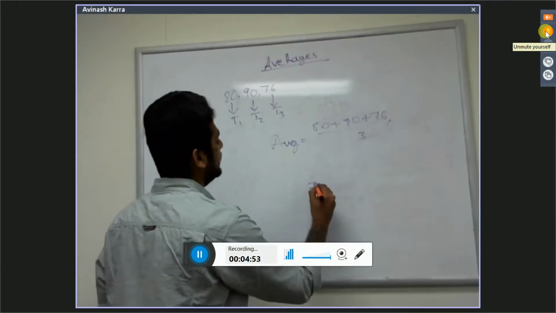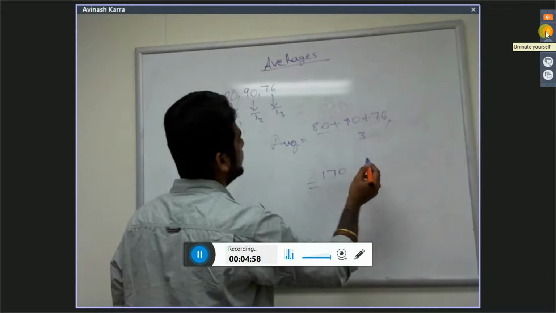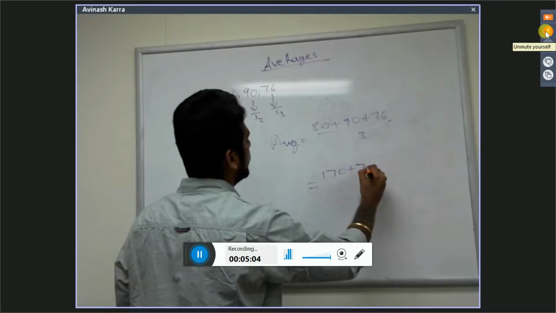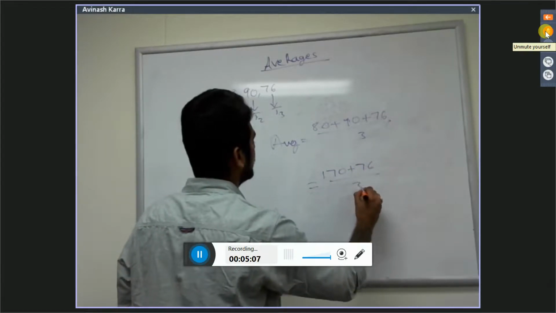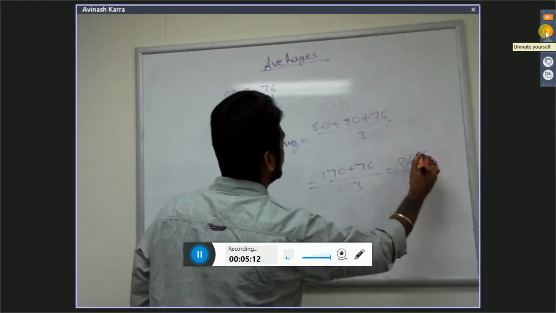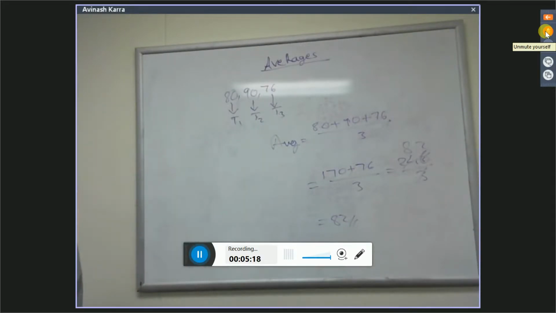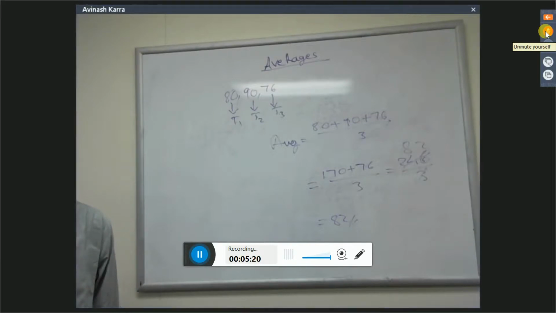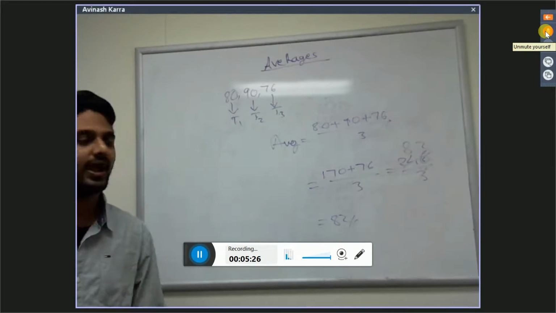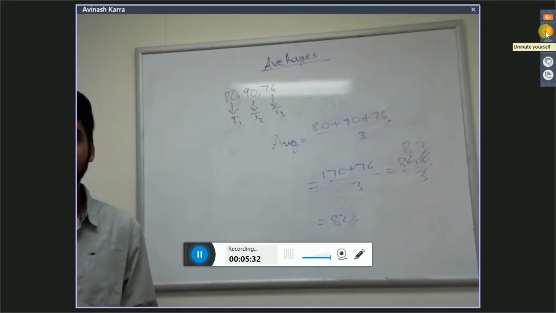So when you simplify, 80 plus 90 is 170, 170 plus 76 is 246. 246 by 3 is 82. So 82 is the average. I hope you guys understand what is average and how we calculate it when some data is given. Till now. Yes?